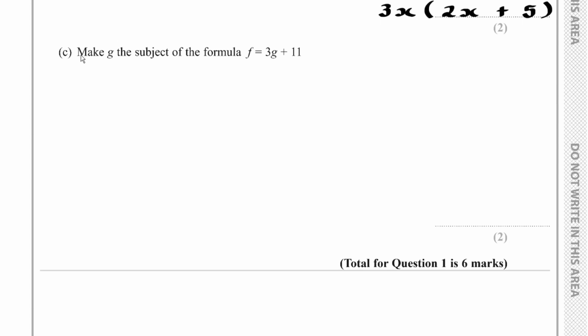Part C. Make g the subject of the formula f equals 3g plus 11. If we subtract 11 from both sides, we end up with 3g equals f subtract 11. And if I divide both sides by 3, we can conclude g is equal to f subtract 11 over 3.